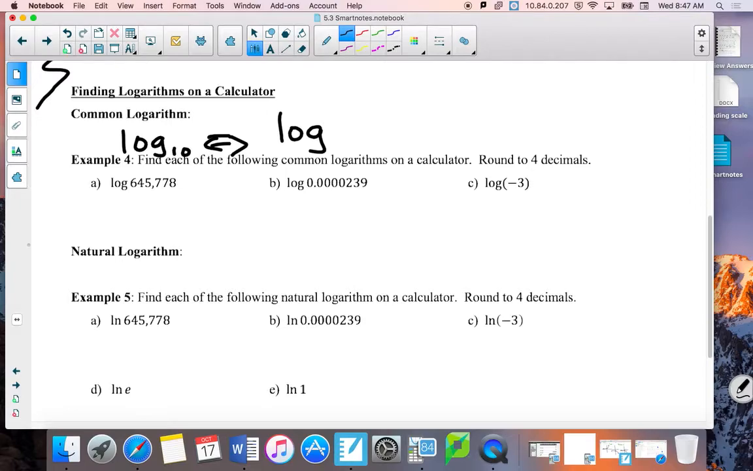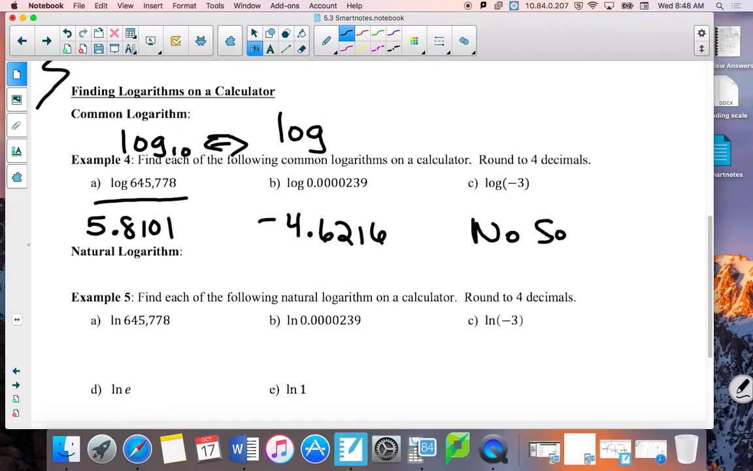So on your graphing calculator, go ahead and find the log button and then type in log of 645,778. And I'm just going to give you the answers. Check, make sure you get these. On C, you should get an error. That one is a no solution. We can't take the log of a negative number. So pause that, make sure you can press those, find those, get the same answers. That's your common log. That's the button you'll find in your graphing calculator.